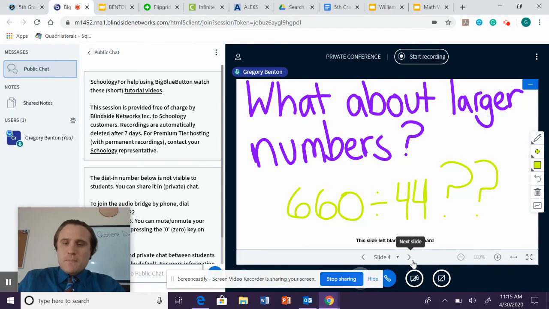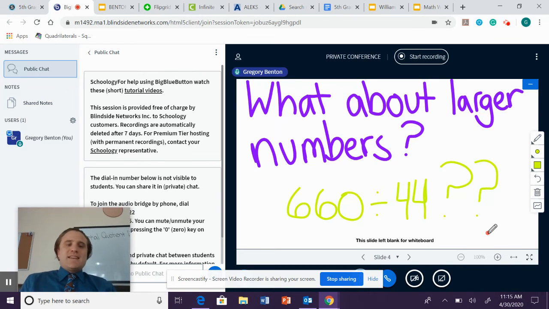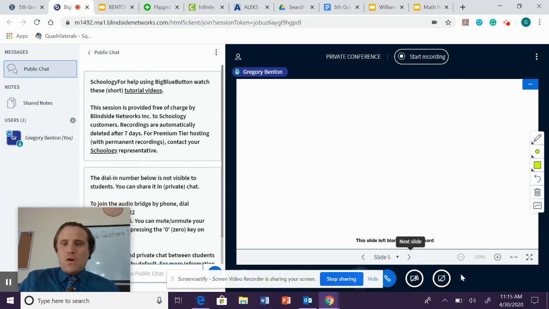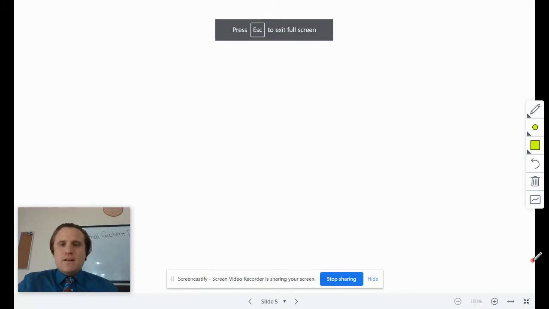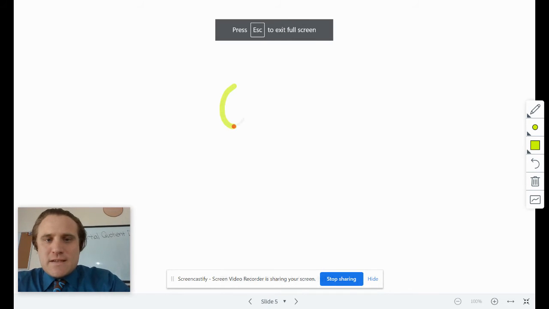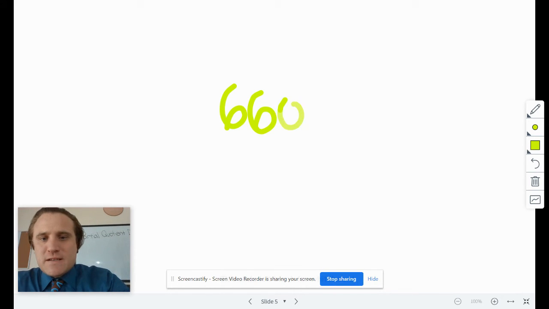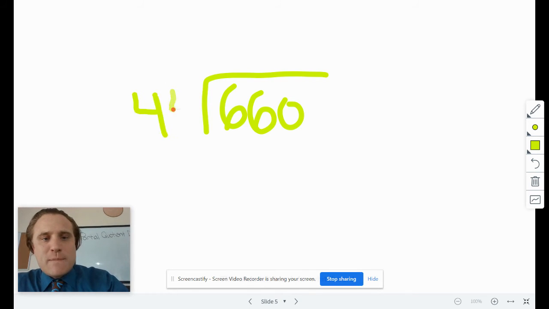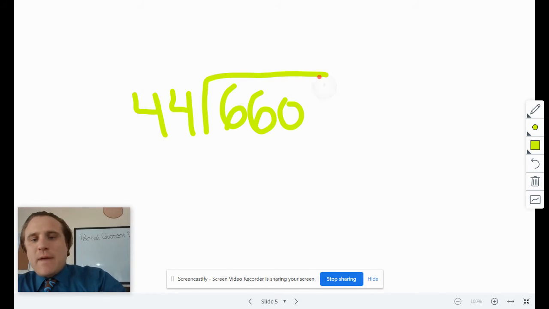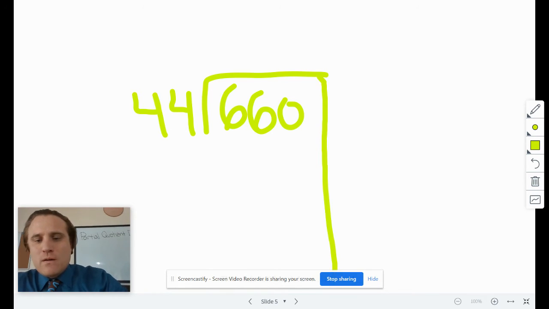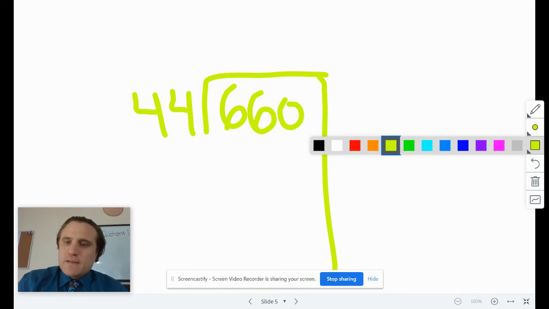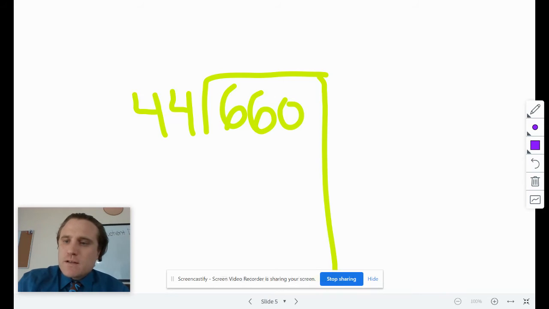What about larger numbers? What about if I have something like this? 660 divided by 44. Well, let's try it out. So 660 goes on the inside, and then 44 is going to go on the outside of my division bracket. I'm going to make my hangman barrel. Now let's give me a different color to work with. I like purple. You guys know that.